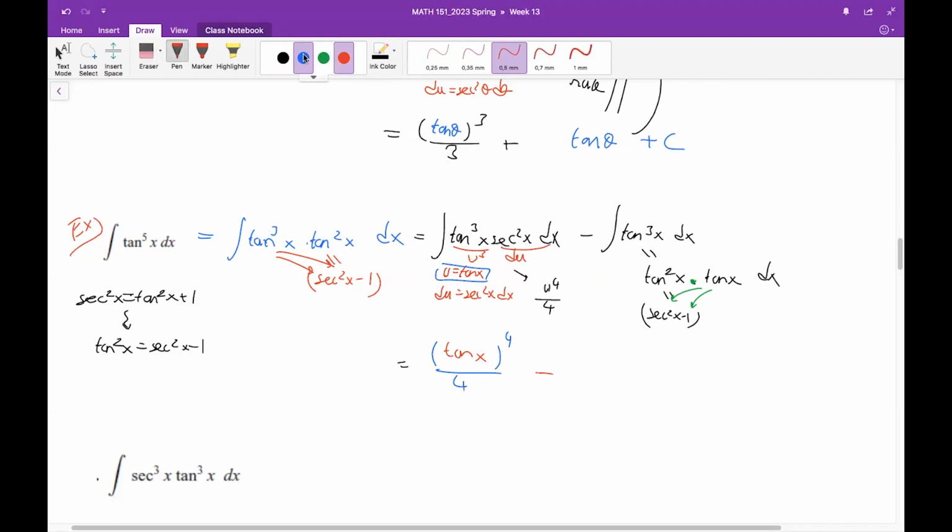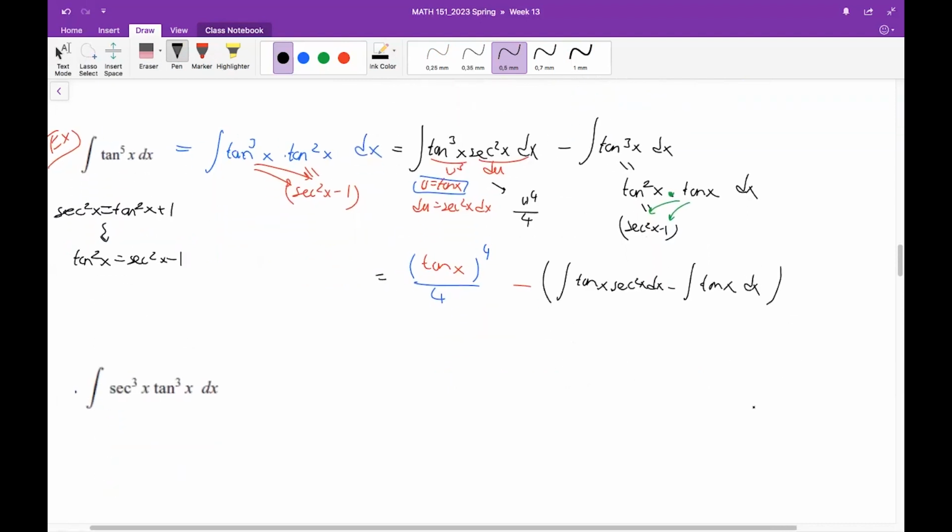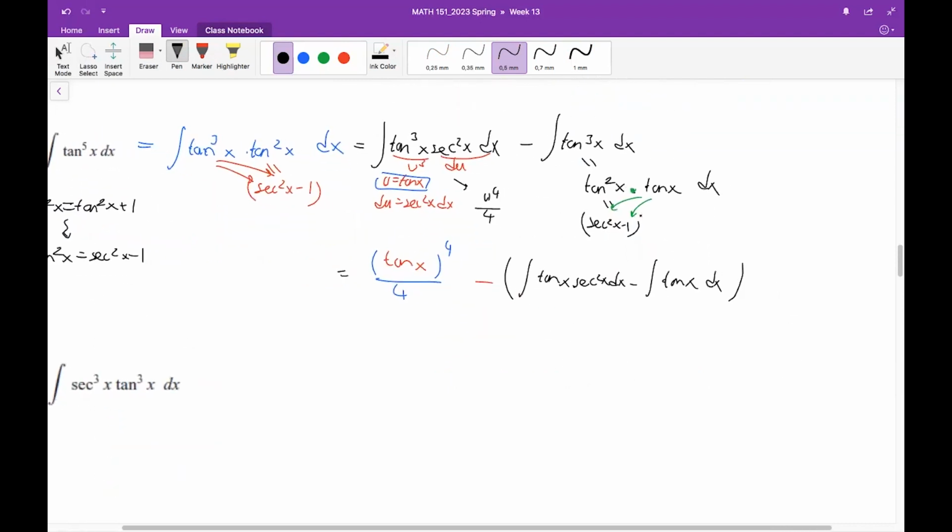Minus, now I am here, what do I have there? Do this multiplication. It is secant squared x times tangent x dx minus tangent x times 1 dx, okay? Like this. I just did this multiplication and separated the integral into two parts. And similarly again, if this is u, this is du. So you know how to integrate it.